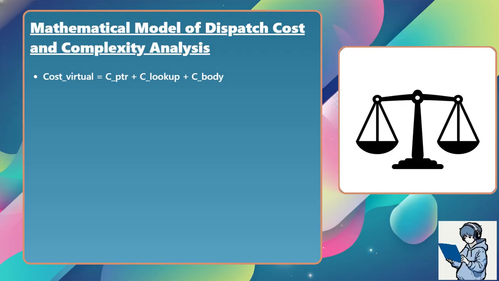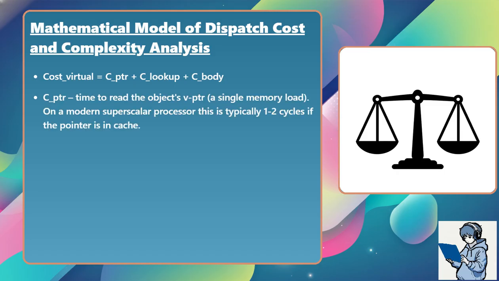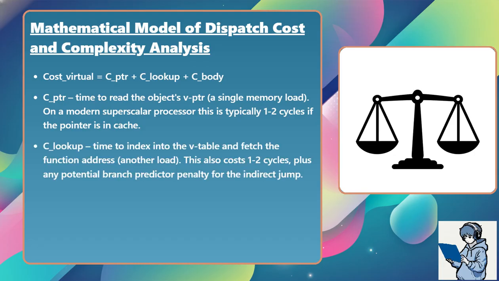C_virtual = C_pointer + C_lookup + C_body. C_pointer: time to read the object's vpointer, a single memory load. On a modern superscalar processor, this is typically 1 to 2 cycles if the pointer is in cache. C_lookup: time to index into the v-table and fetch the function address, another load. This also costs 1 to 2 cycles, plus any potential branch predictor penalty for the indirect jump.